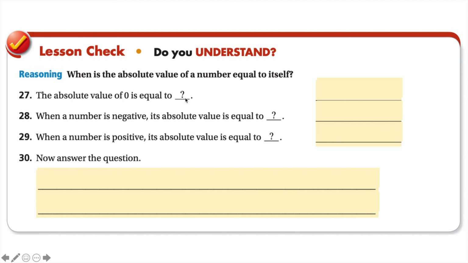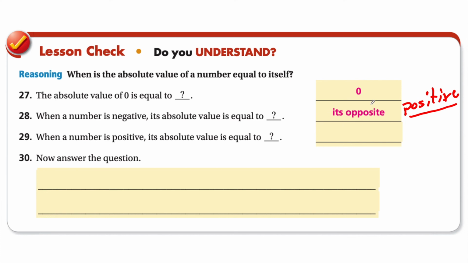And finally, we made it to the lesson check, which means we are basically done. So let's go through this really quick. When is the absolute value of a number equal to itself? Well, the absolute value of 0 is equal to 0. Again, it can't be negative, can't be positive. So if I wanted to know the distance from 0 to 0, we don't have to go anywhere. So it's 0. When a number is negative, its absolute value is equal to its opposite, in other words, the positive. And I want to stray away from using the word opposite. Since it is distance, it is the positive form.